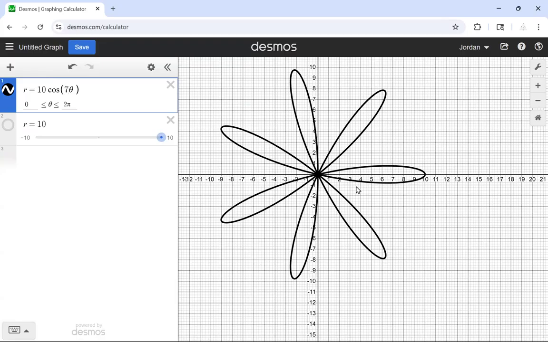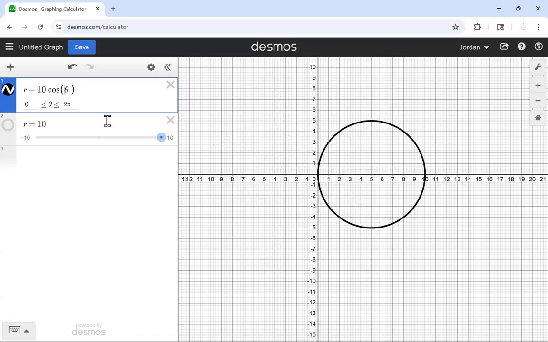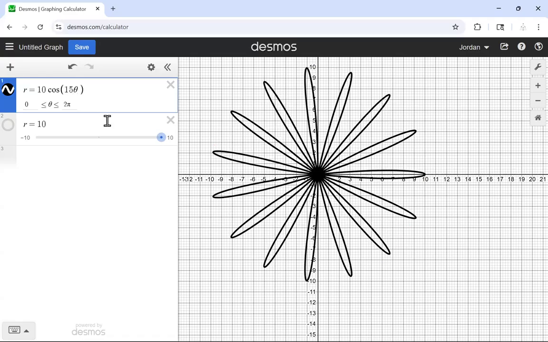And so that's what's going on. What if I switch the 7 to a 9? Well, I get a 9-petal flower. All, again, since I have a coefficient of 10 there, all within the circle of radius 10. All those petals are drawn within that circle. And you could get really crazy on this. Let's say we go 15 theta on the inside of our argument. We'd end up with 15 petals.